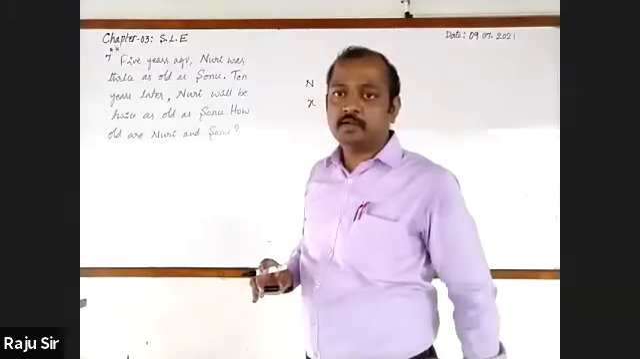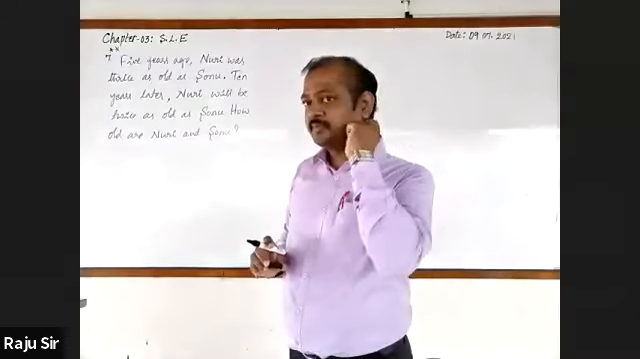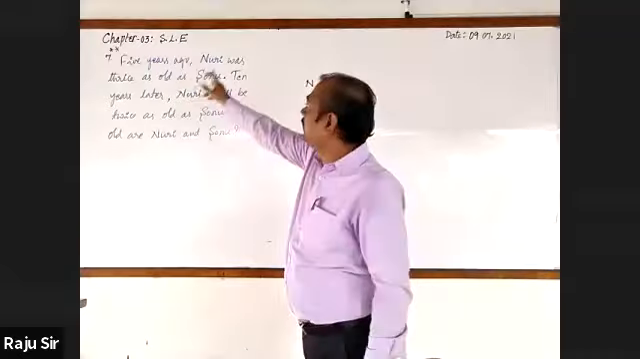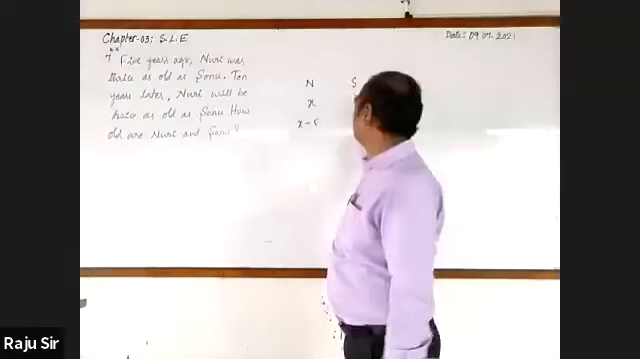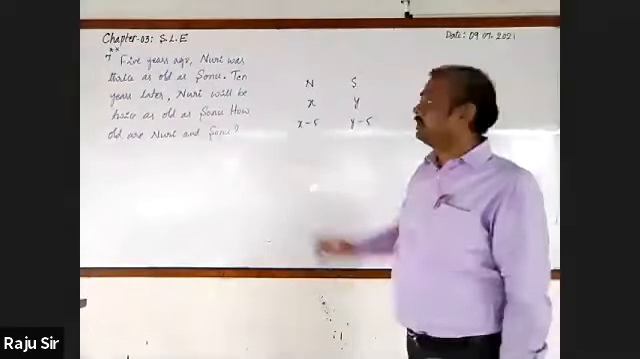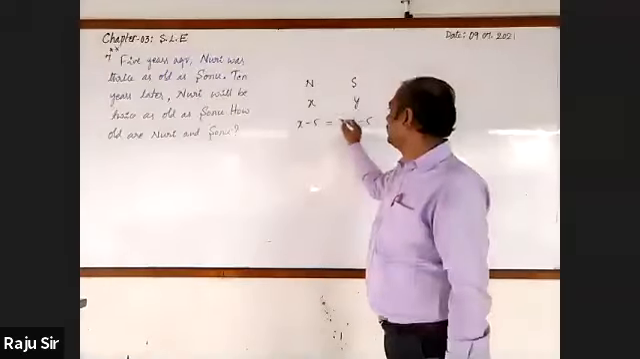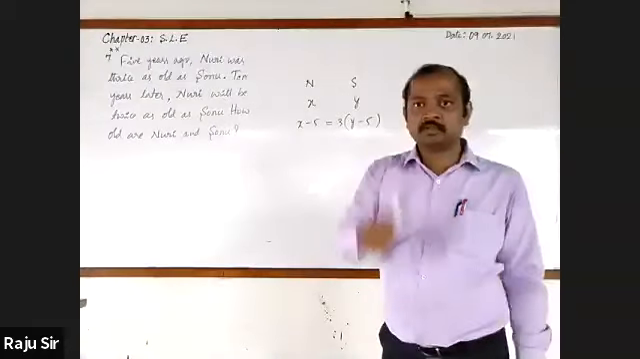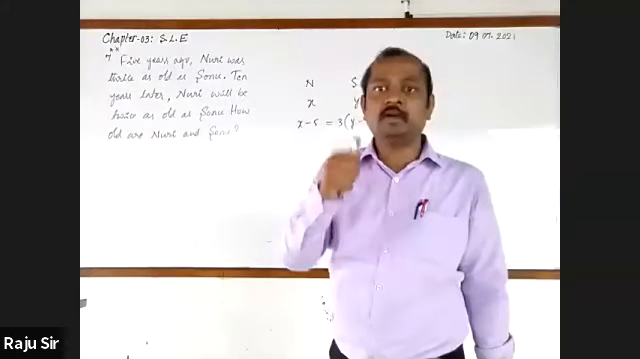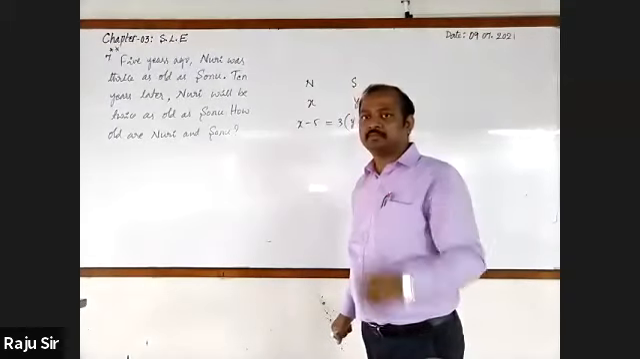Observe. 5 years ago means Nuri's age was x minus 5. Sonu's age was y minus 5. Now look here, 5 years ago, Nuri was thrice as old as Sonu. So we can write x minus 5 is equal to 3 times y minus 5. Got it? Okay.